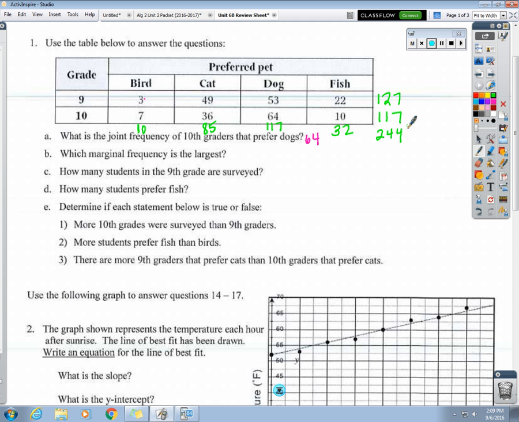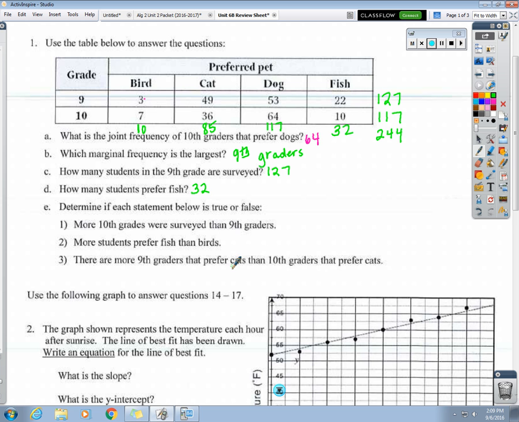Okay, so now that we've done that, we can answer which marginal frequency is the largest. And what is it? Right, I heard it back here. 9th graders and 127. Right, 9th graders is your largest total up there, because there were 127 of them and no other total is larger. Okay, how many students in the 9th grade are surveyed? 127. How many students prefer fish?